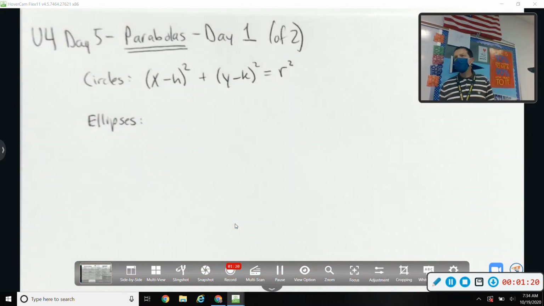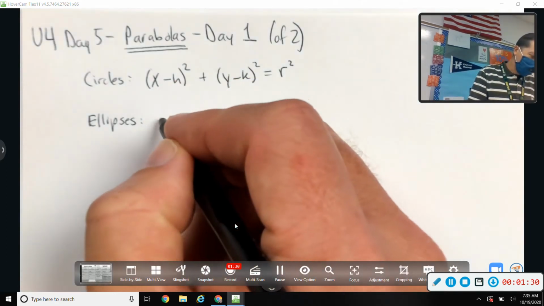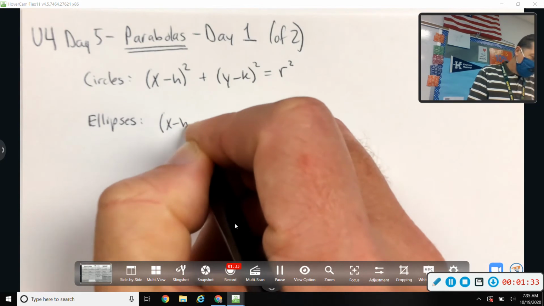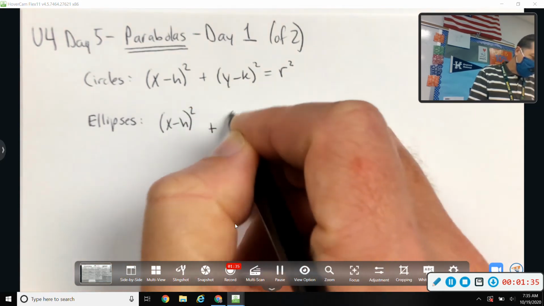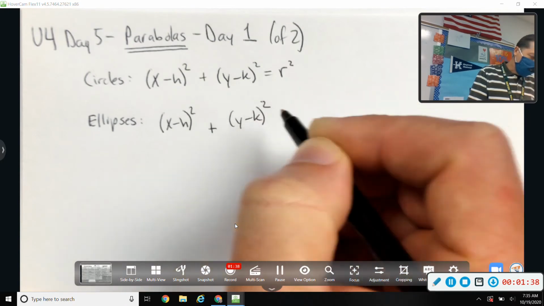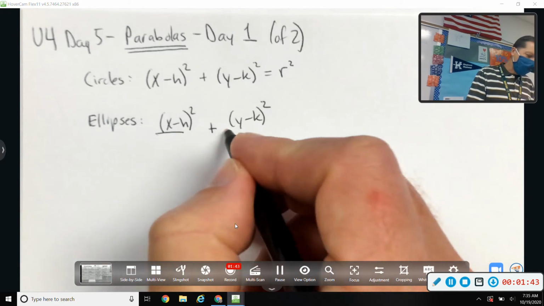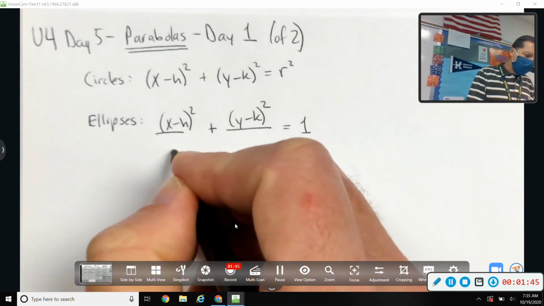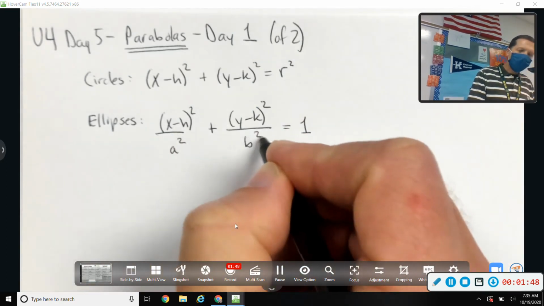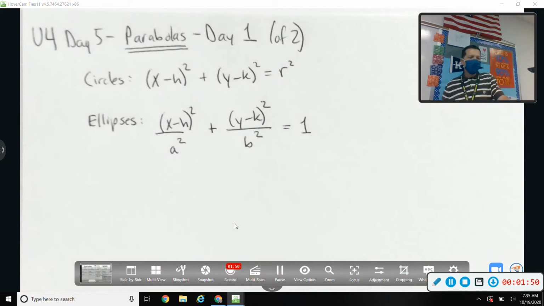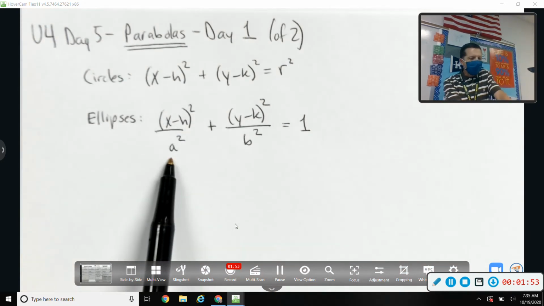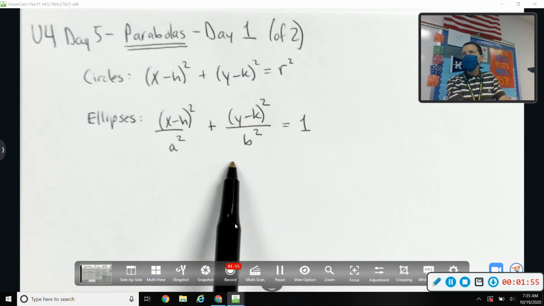Then we did ellipses. The equation of an ellipse is kind of like the equation for a circle: (x - h)² plus (y - k)², but with ellipses there's a different radius in the x direction and in the y direction. So over a² and over b². And obviously, if it's under x, you go that many in the x direction. If it's under y, you go that many in the y direction.